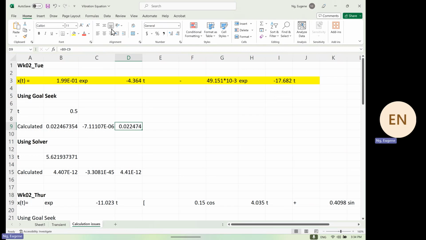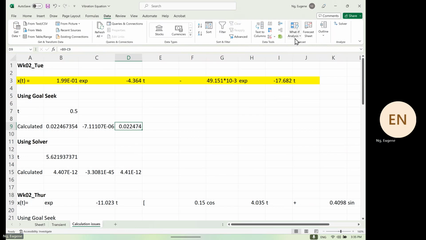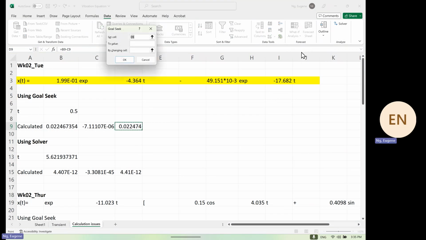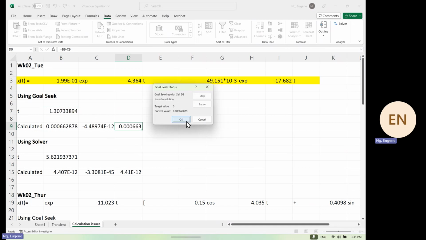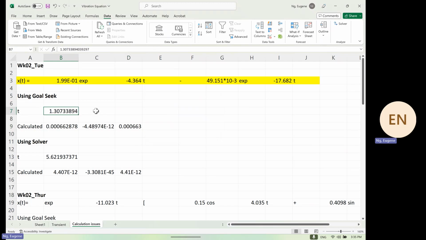You go to Data, What-If, Goal Seek. This value, you want it to be equal to 0, and you want to change this value over here, and then you just put OK, and you just wait. Once that's computed, what we see over here is 0.00662878.